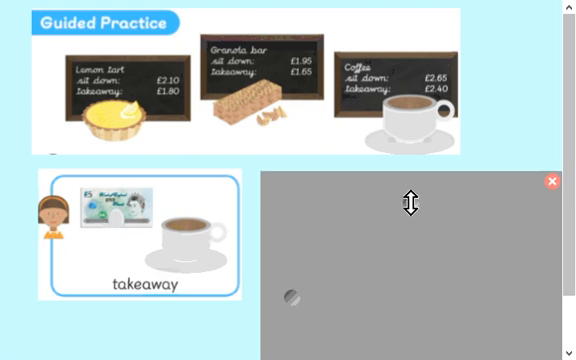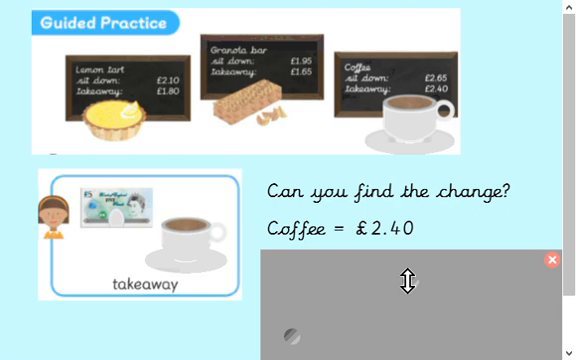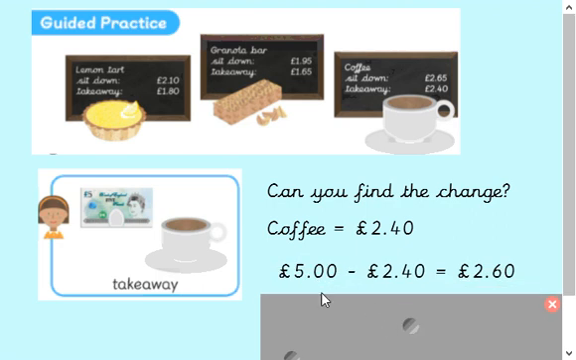So the first thing we'd need to do is work out how much the coffee would cost. So we know that to take away a cup of coffee is going to cost £2.40. So our calculation then is going to be £5 take away £2.40. The £5 take away £2 would be £3, and then take away 40 pence would leave us with £2.60.